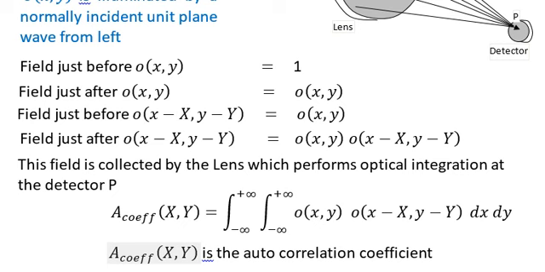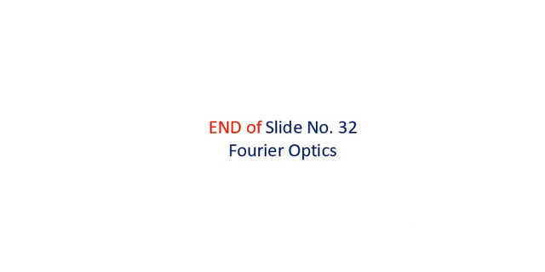And the A coefficient of x, y is the autocorrelation coefficient, and I have also talked about the cross correlation between them. Okay, now with this, this is the end of slide number 32.